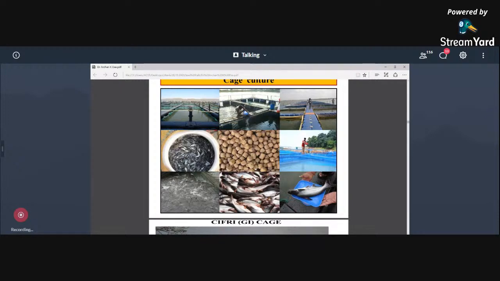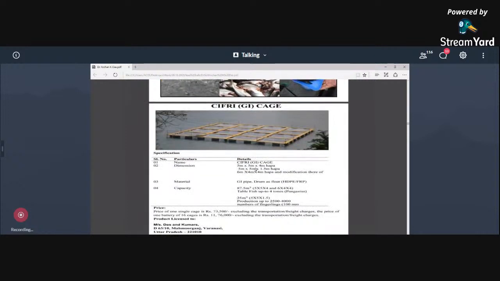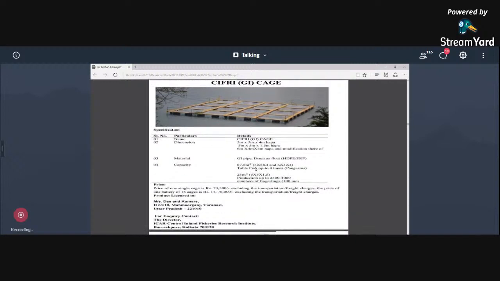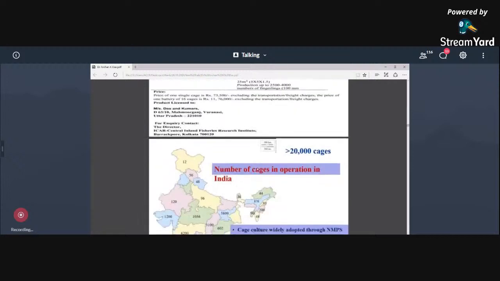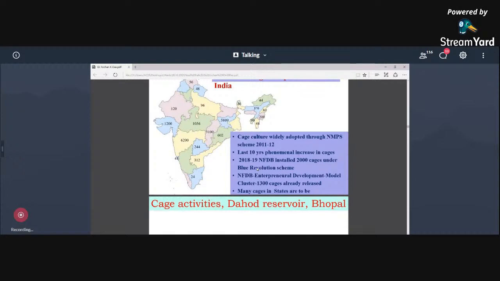This is cage culture, a very vibrant technology. We have already marketed this technology. Next slide, please. At present, there are 20,000 cages functional across 20 states in India. These are the states, and it is increasing day by day.